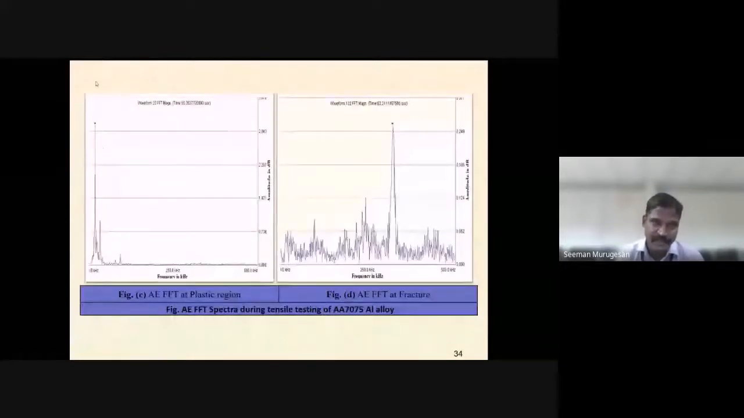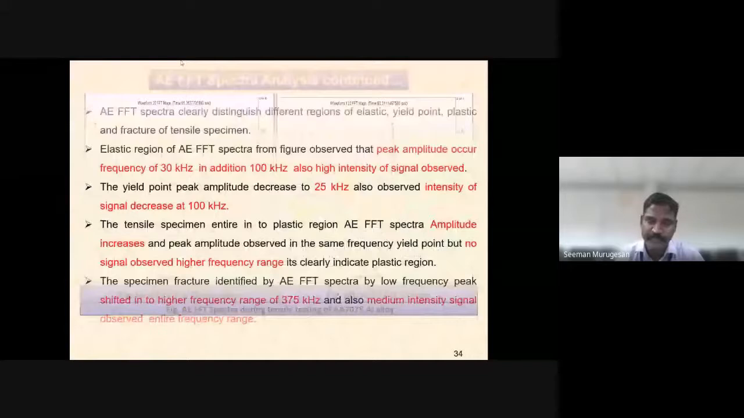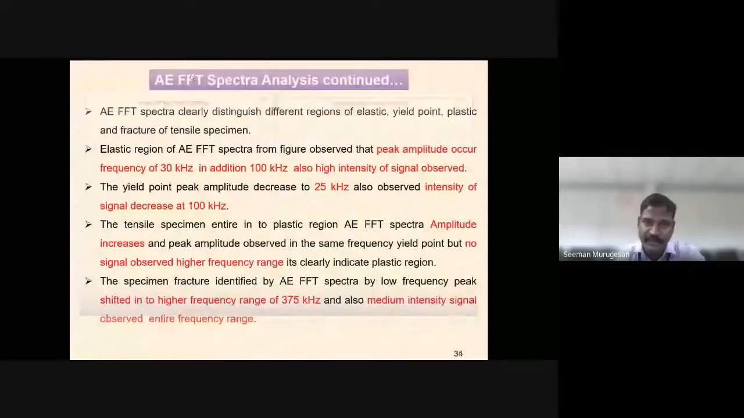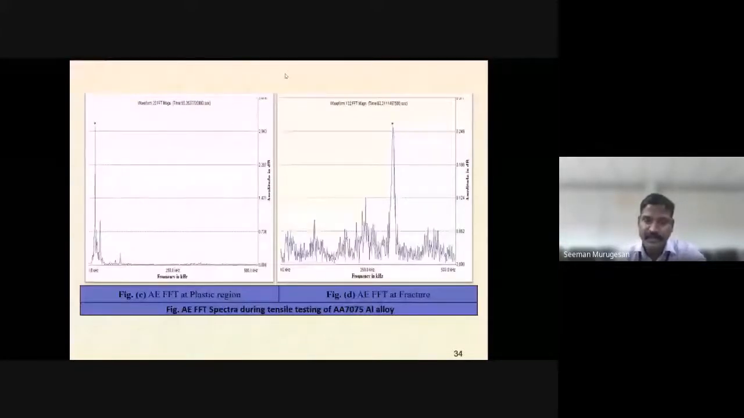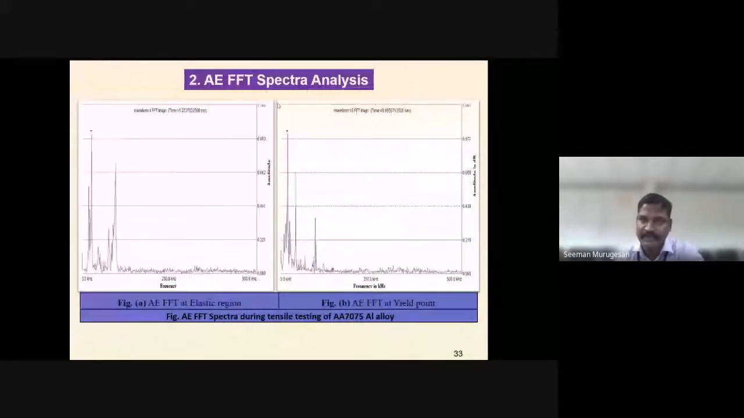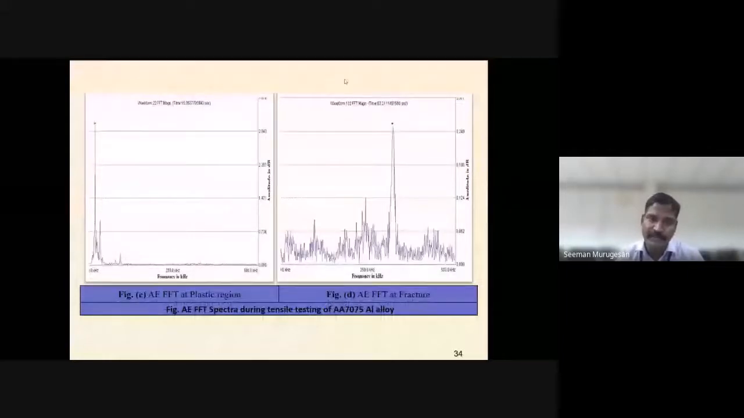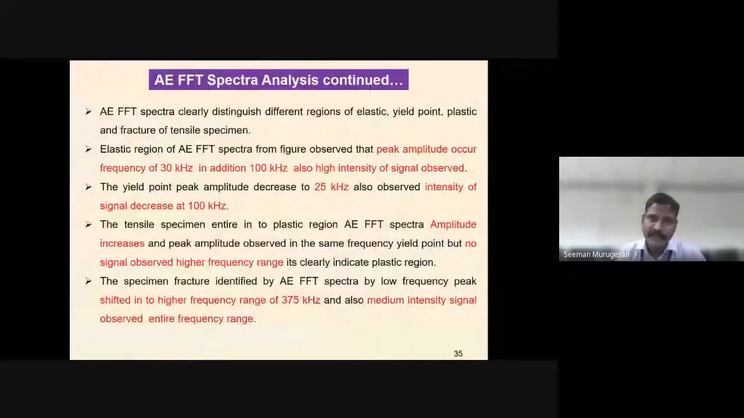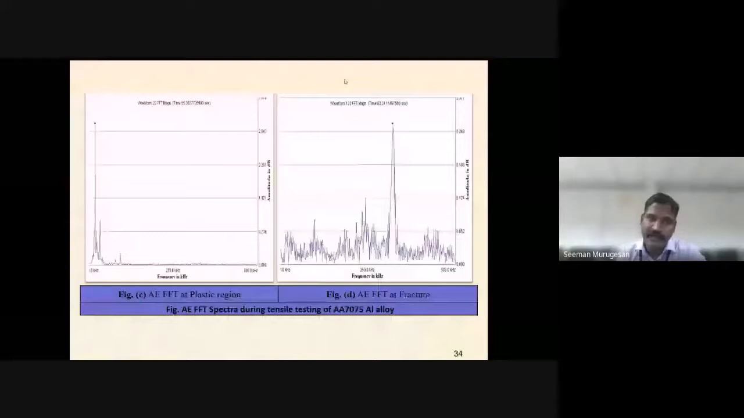The amplitude will increase. You see here, the amplitude is high, increased to around 3, but in the case of the elastic and yield regions, the amplitude is less. Then as the specimen enters the plastic region, the amplitude will increase, and the peak amplitude will be shifted to a lower frequency.